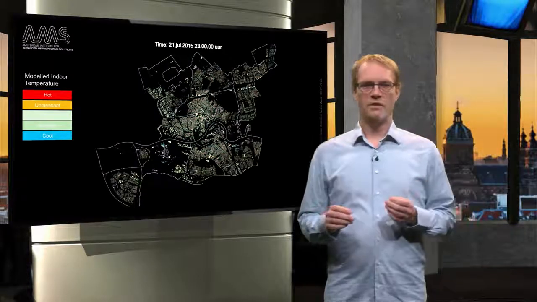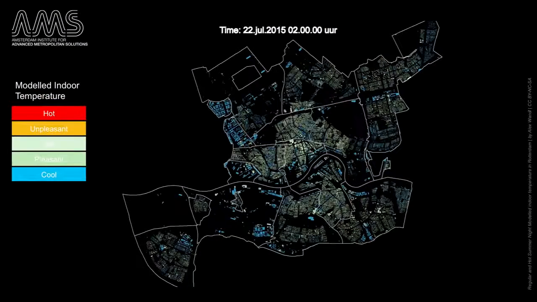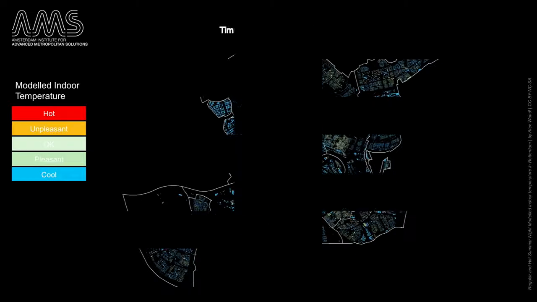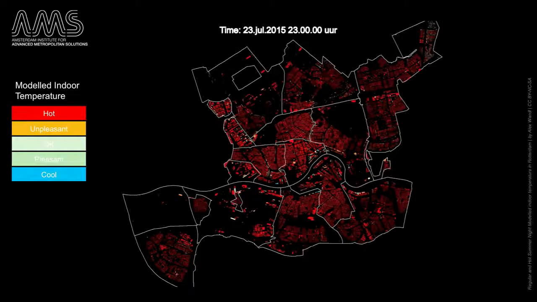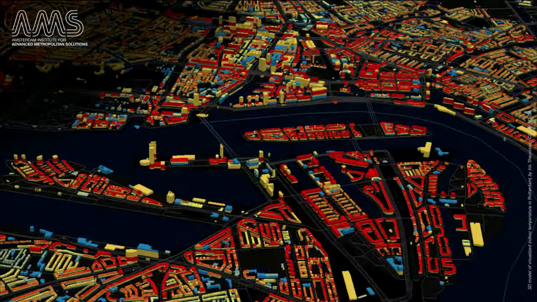Based on the measured indoor temperatures, we can model the temperature in houses over time, like this animation of the temperature in houses across Rotterdam during a future heat wave shows. You first see the temperature during a regular night where the city still cools down, and now during a night in a heat wave where the city doesn't cool down. Or you visualize temperatures in 3D, as this view over Rotterdam shows.